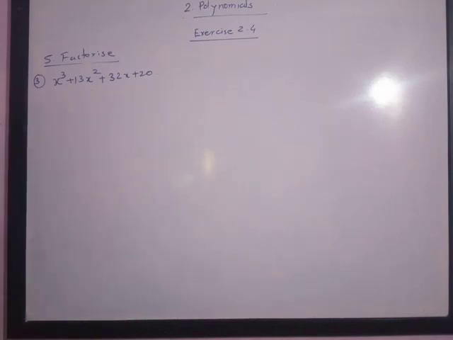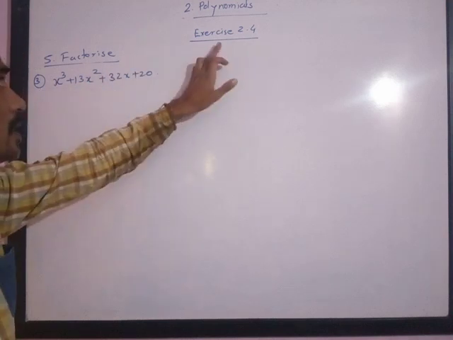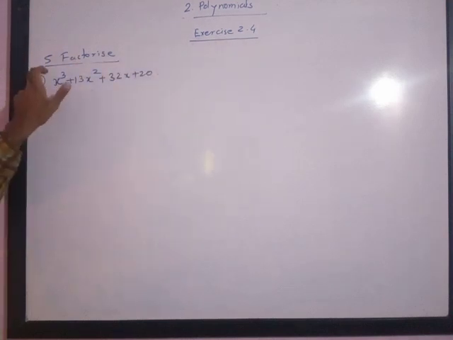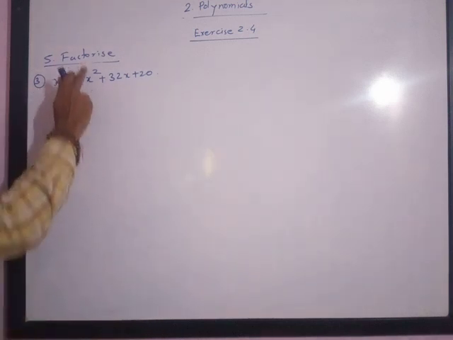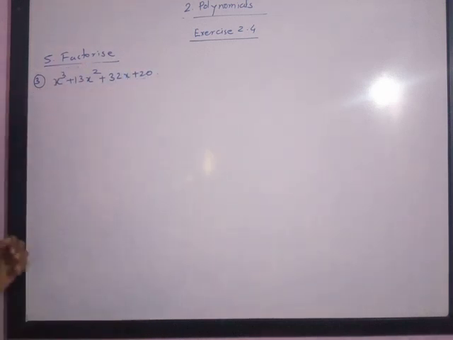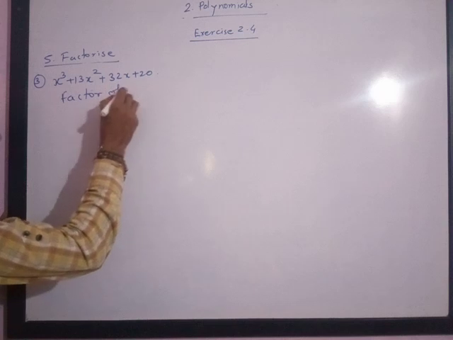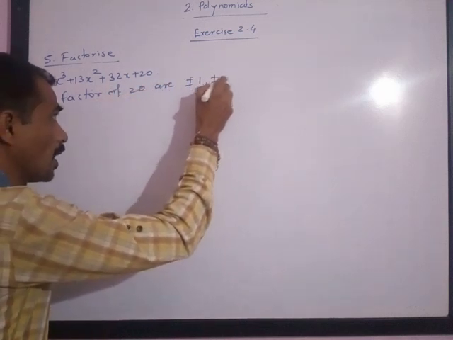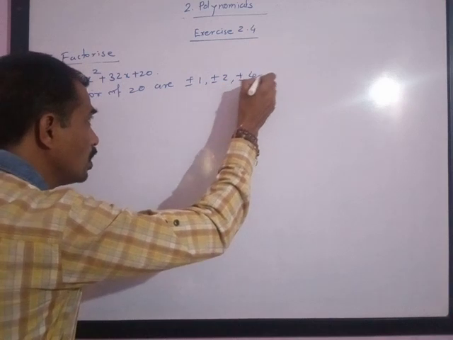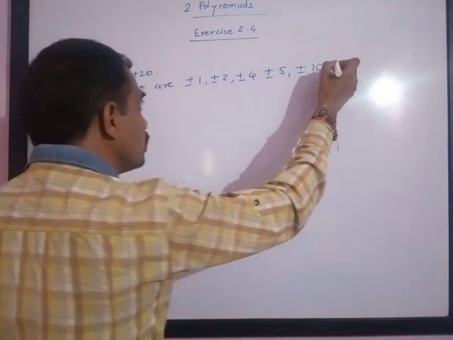Dear students, now let us start with example number 3 from exercise 2.4, fifth problem. In that fifth sub question is the third: x cube plus 13x square plus 32x plus 20. Now the factors of the last term, the factors of 20, are plus or minus 1, plus or minus 2, plus or minus 4, plus or minus 5, plus or minus 10, plus or minus 20.